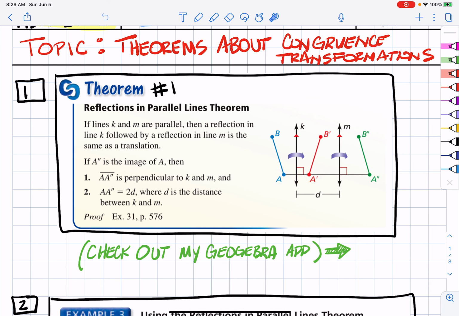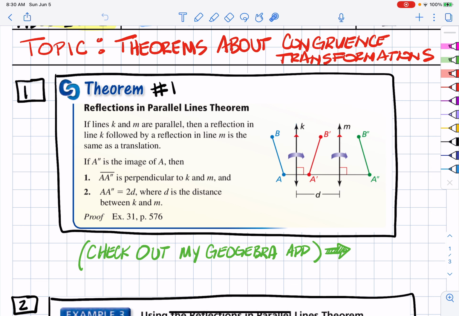But here is the really interesting part, all right? Whatever distance is between K and M, which we'll call D, whatever distance that happens to be, then the distance from A to A prime is going to be twice this distance. And more importantly, I could just take this and translate it all the way over to here and end up with the same thing. So what this reflections in parallel lines theorem is saying is that if you do one reflection and then another reflection over parallel lines, it's the same as just translating the entire figure a distance of 2D, which happens to be twice the distance between the parallel lines.